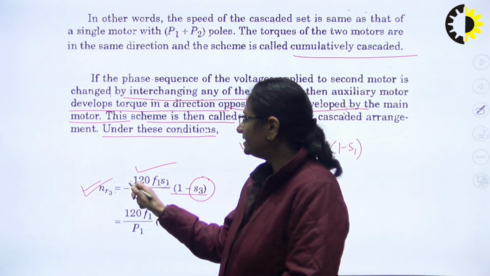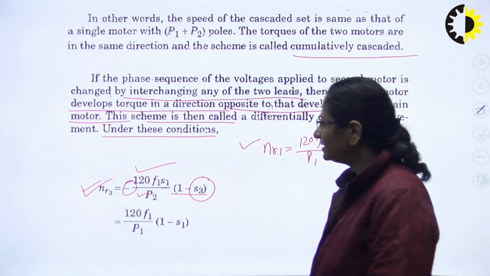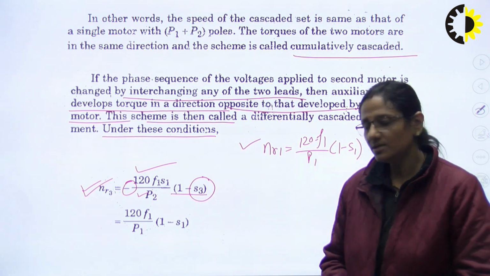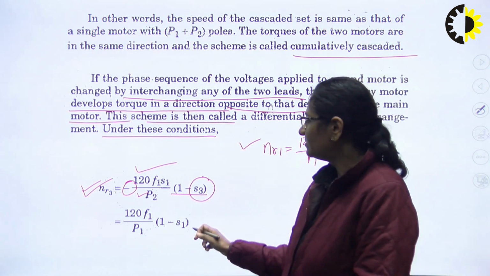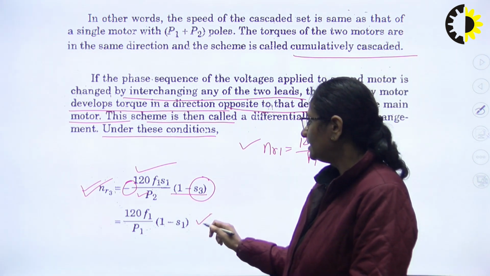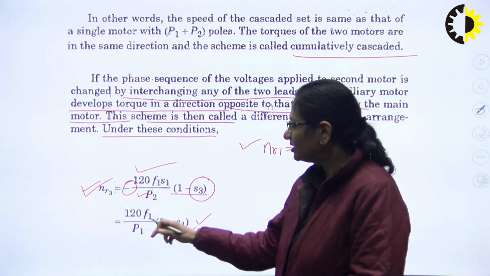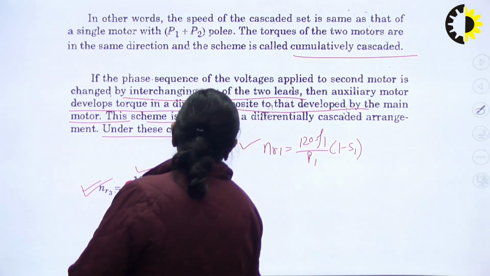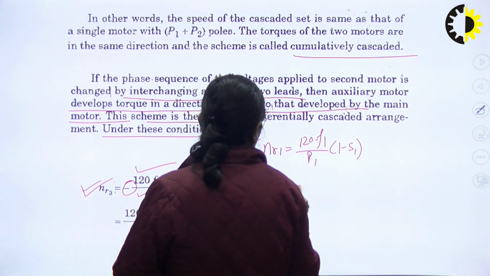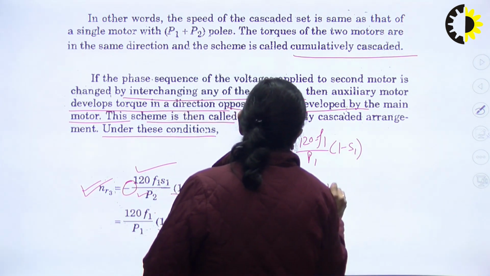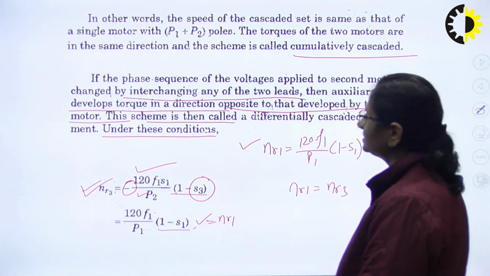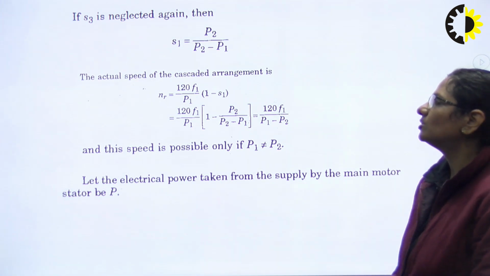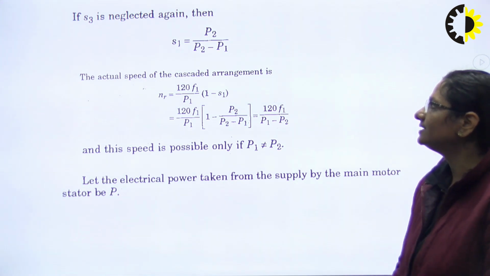Now, a negative sign is put over here just to indicate that the speed of the auxiliary motor would be opposite to the speed of the main motor, which can be simplified as 120 F1 upon P1 into 1 minus S1, which is nothing but NR1, as the two machines are connected in cascade. So, NR1 equals NR3. We know that.